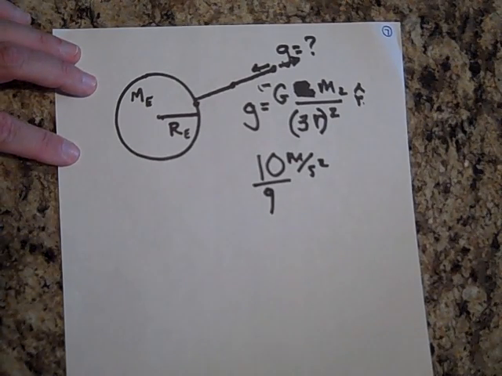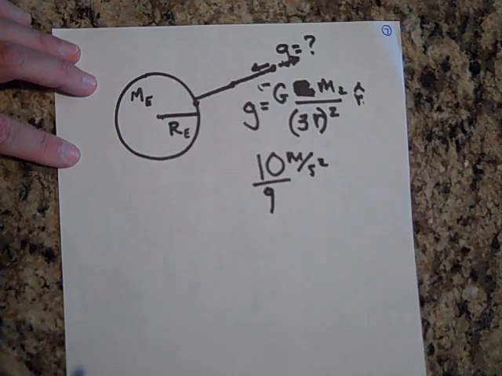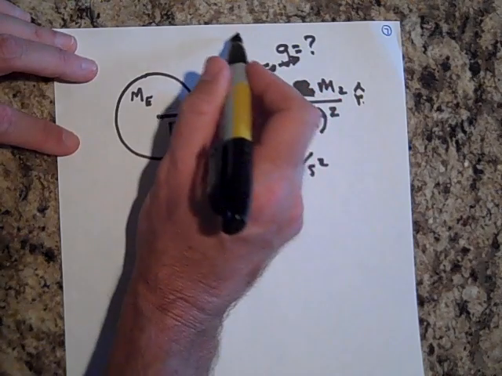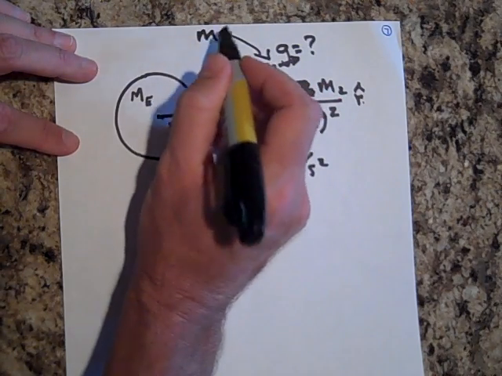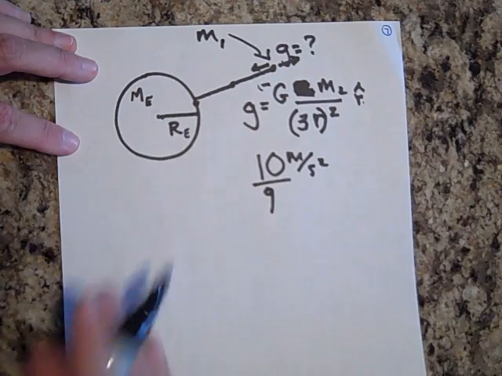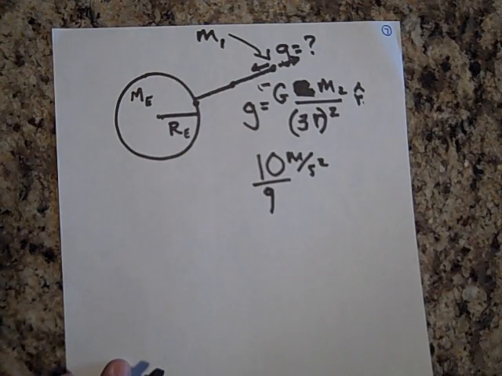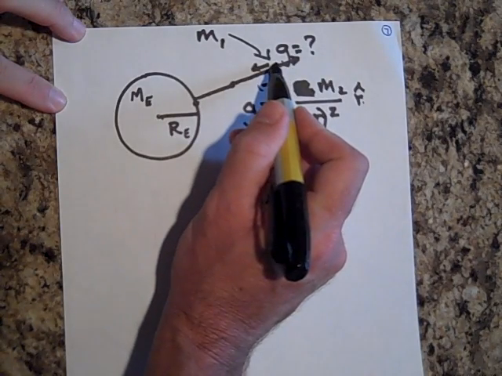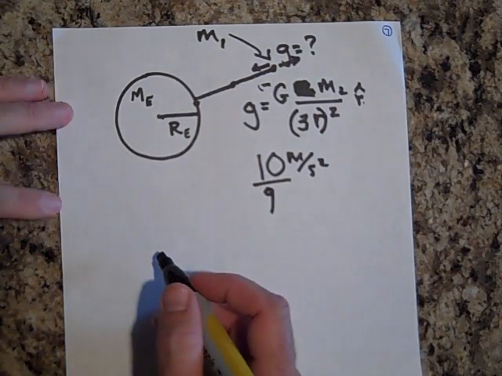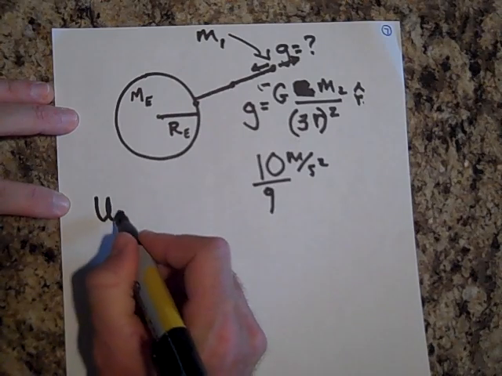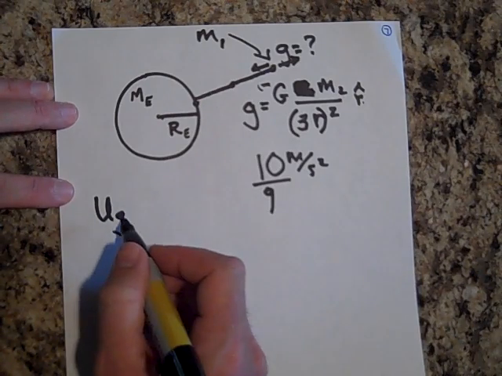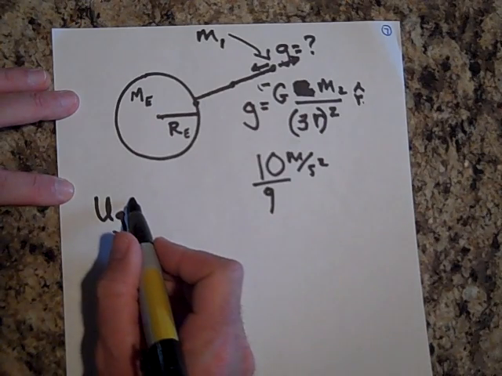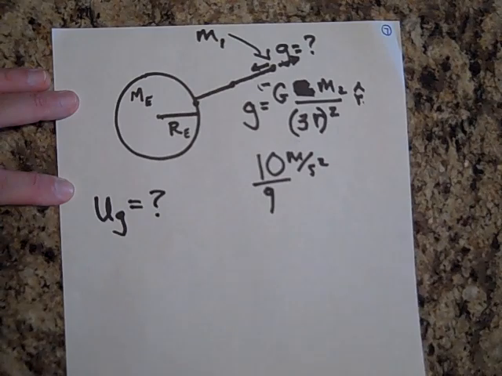Okay, one more question about this. If I were to put a mass m out here now, right here, I'll call it m1, how much gravitational potential energy will it have there relative to infinity? So what I'm asking is, what will be the gravitational potential energy relative to infinity? That's sometimes called the absolute gravitational potential energy. Okay, go ahead and pause.